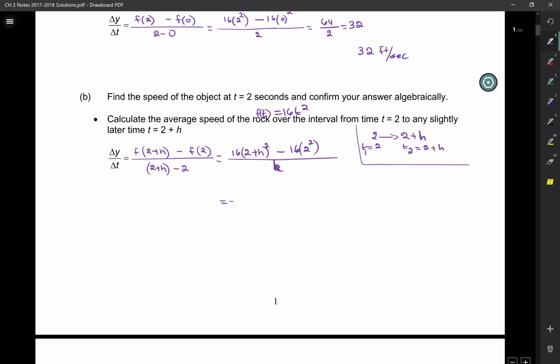So let's distribute the top there. So we have 16 times 2 plus h quantity squared. So it's going to be 4 plus 4h plus h squared, minus 16 times 4, which is going to be 64, all over h. Let's distribute the 16. So that's going to be 64 plus 64h plus 16h squared minus 64, all over h.